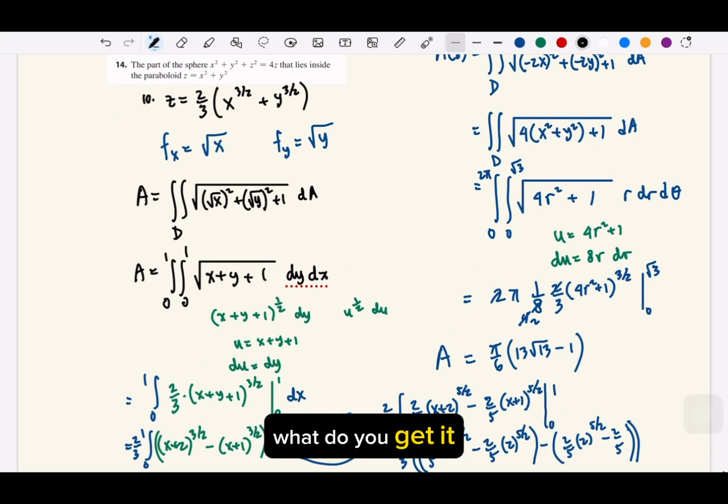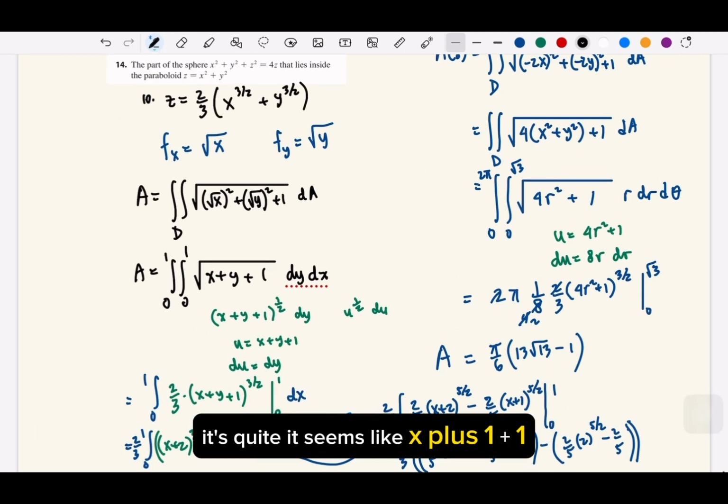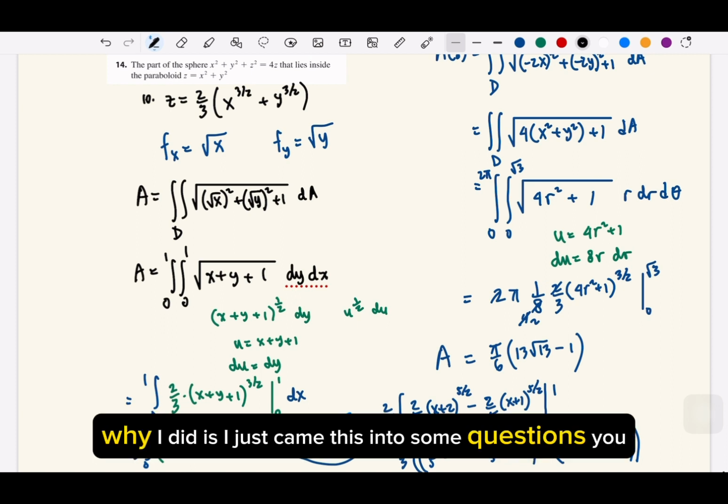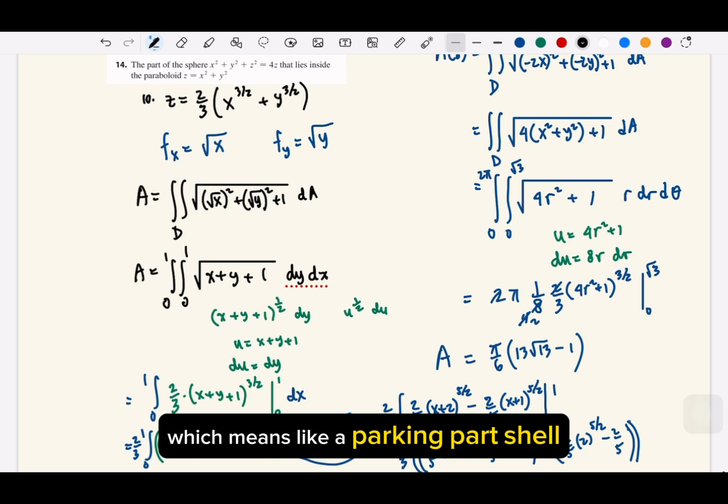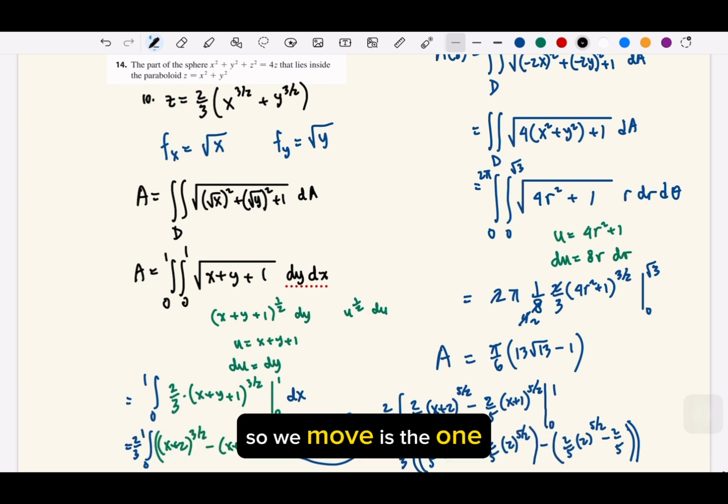But do you get it? It seems like x plus 1 plus 1 divided by x. What I did is, I just changed this into a substitution, u, and then I know that we need to focus on the dy first, which means, like a partial, the x, when we differentiate, x will be a constant, so du is dy, okay? And the rest of it is we just plug in.